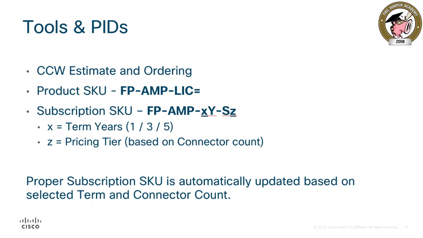Secondly is the subscription SKU. It will be automatically selected by CCW as follows. From the line above, X will either be a 1, 3, or 5, and is based on the term length selected. The default when entering is 1 year. The Z above will be between 1 and 13, and is the tier number based on the connector count entered.